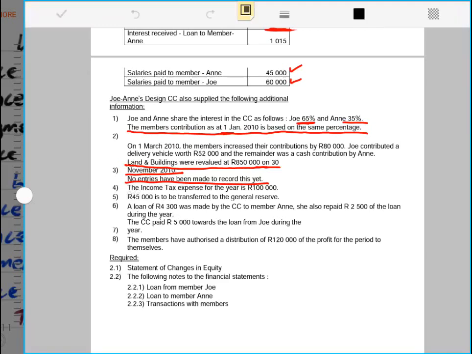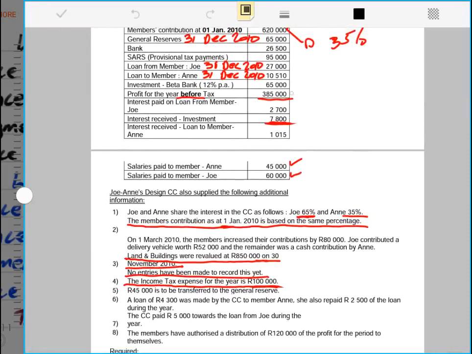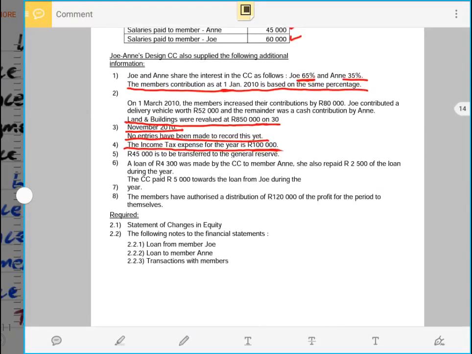Number 4 tells us that the income tax expense for the year amounted to 100,000 rands. Remember, in the trial balance, there was a profit before tax of 385,000 rands. So now we need to subtract 100,000 rands of tax so that we get to 285,000 rands as the profit after tax, and that profit will be recorded in the statement of changes in equity under the column of retained earnings.